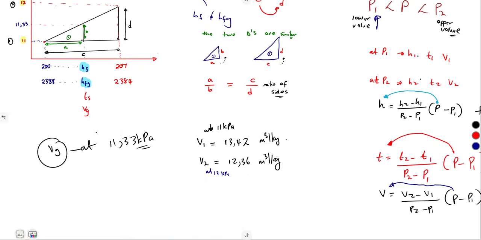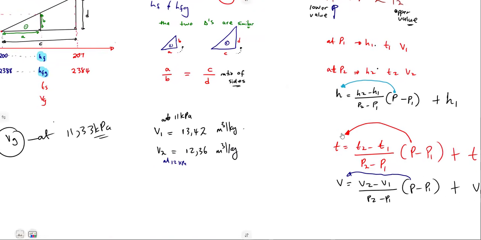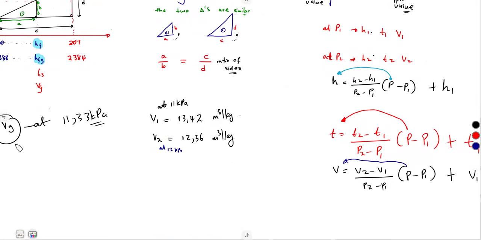So using the formula now, the volume that we need, which is our VG, the volume which corresponds to that pressure, you can write it straight. We can just write V from that formula. It is going to be the difference between the volumes, V2 minus V1, over the difference between the pressures, P2 minus P1, into P minus P1, plus that V1.